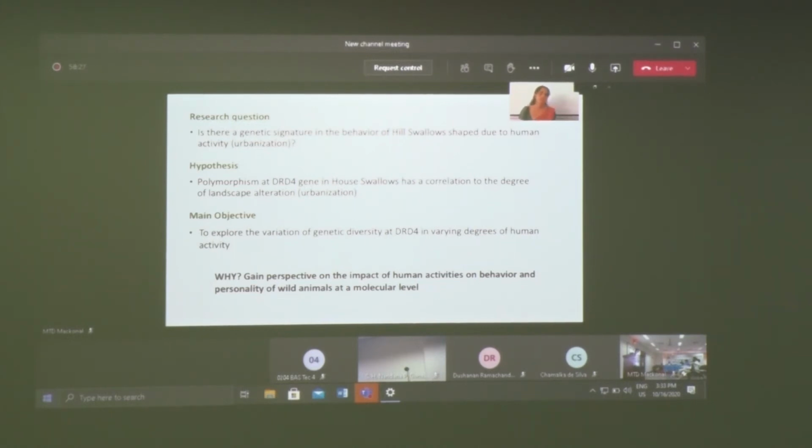The main objective of the study was to explore how genetic diversity in DRD4 varies with the degree of human activity. These kinds of studies are important for us to understand how our activities impact wild animals and their behaviors and personalities at a molecular level.